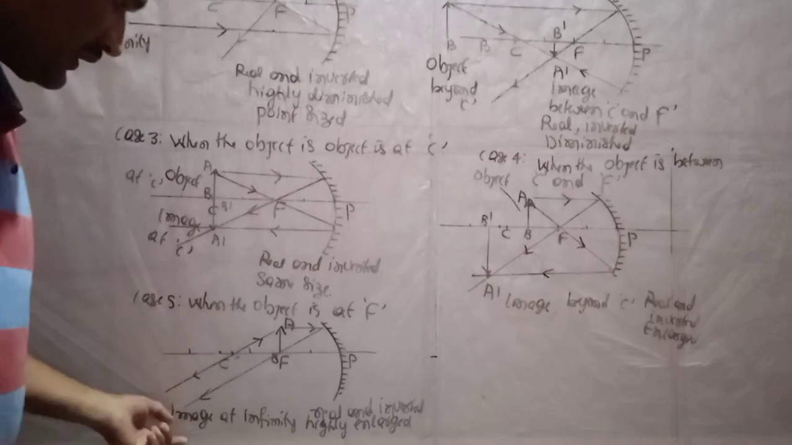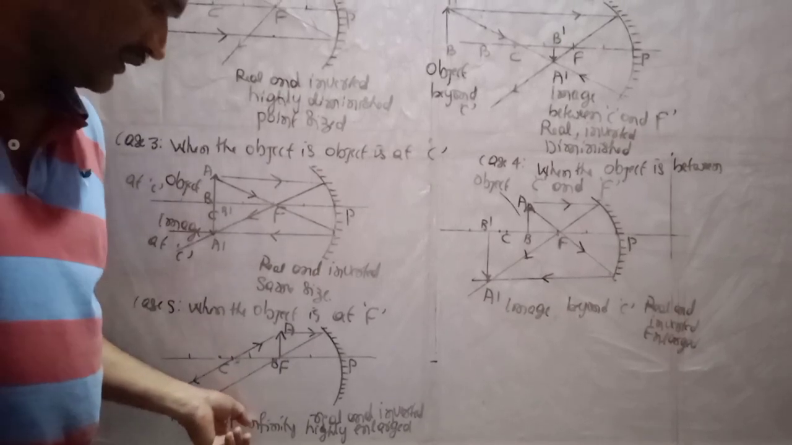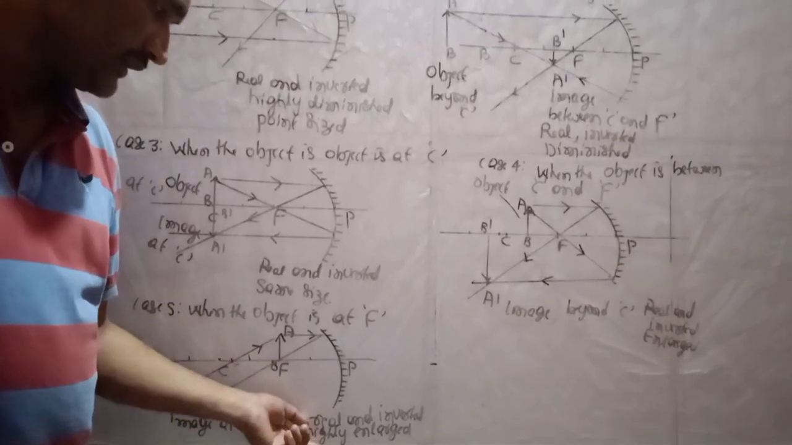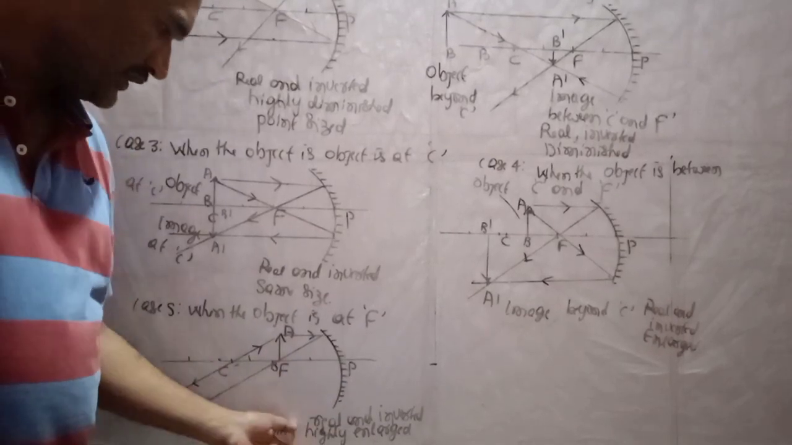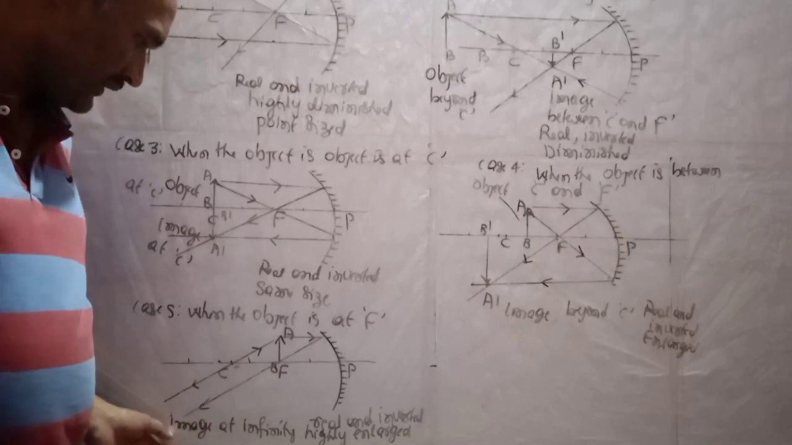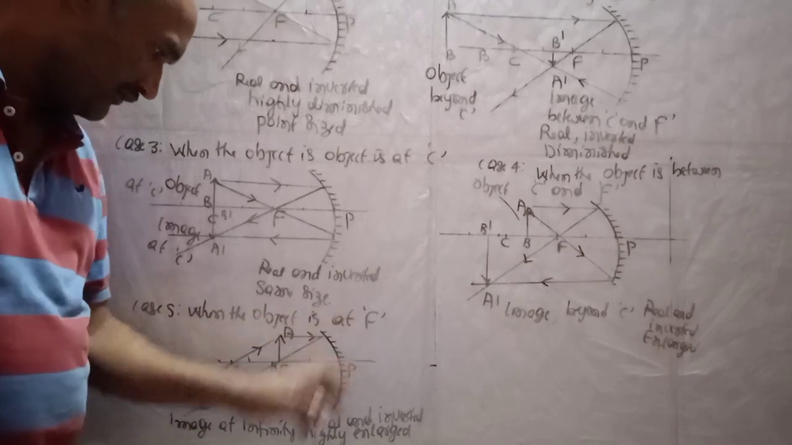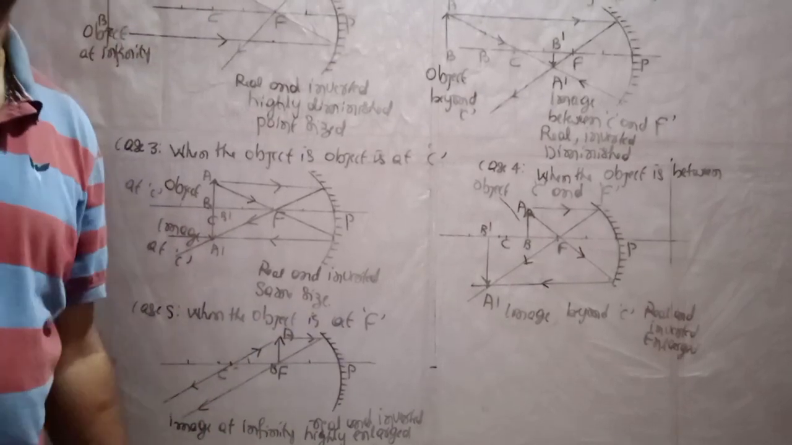So the image is at infinity. The nature of the image is real, inverted and highly enlarged. So a very large image we can get. So this is case number 5, when the object is at F. The image is at infinity.